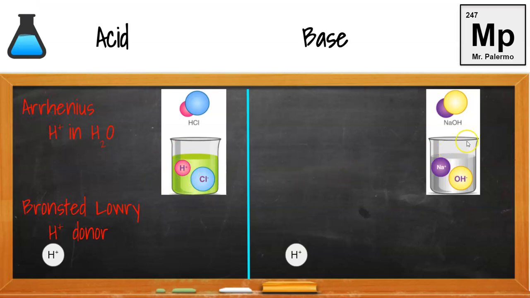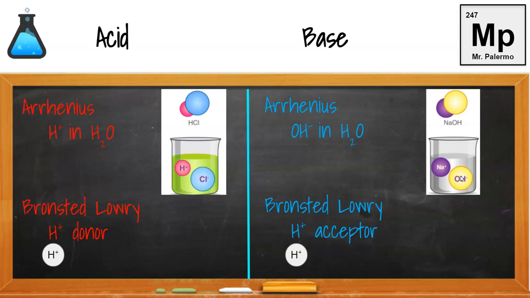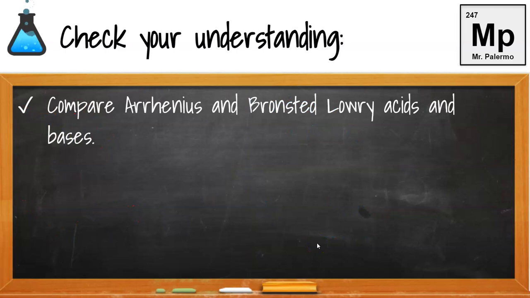Looking at the base, here's sodium hydroxide. It will also dissociate in water to form positive and negative ions, and it's also classified as an electrolyte. According to the Arrhenius theory, it's classified as a base because it's producing OH-, the hydroxide ion, as the only negative ion in solution. And it's classified as a Bronsted-Lowry base because it will have the ability to accept the H+ ion. Let's check your understanding. Can you compare Arrhenius and Bronsted-Lowry acids and bases?